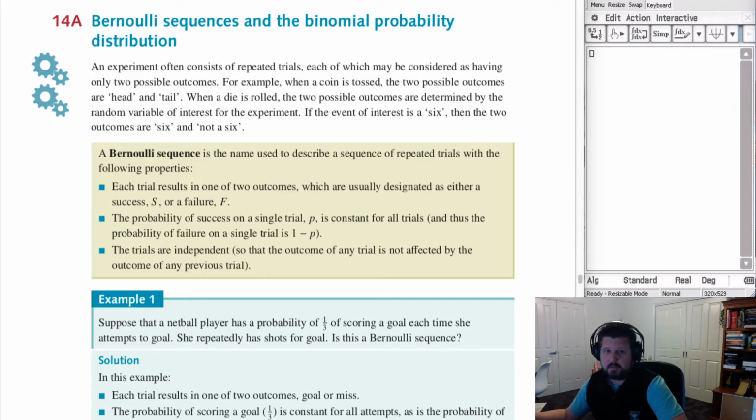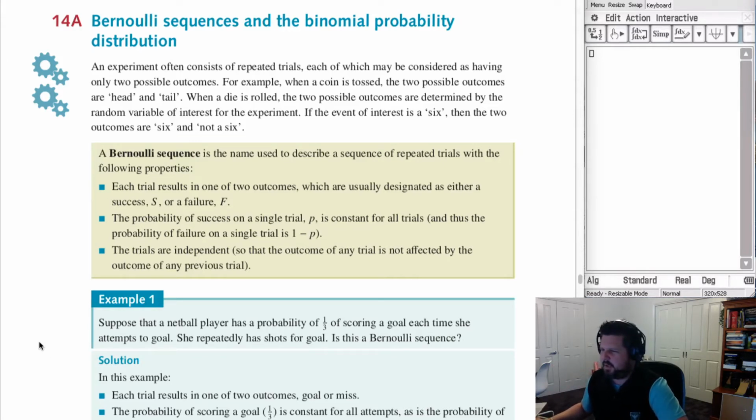The other thing that makes up a Bernoulli sequence is the probability of success on a single trial is denoted with a P, and that's consistent for all trials. And therefore, the probability of a failure on a single trial is 1 take away P. Last thing with the Bernoulli sequence is that the trials are independent, and that means that the outcome of any trial is not affected by the outcome of any previous trials.